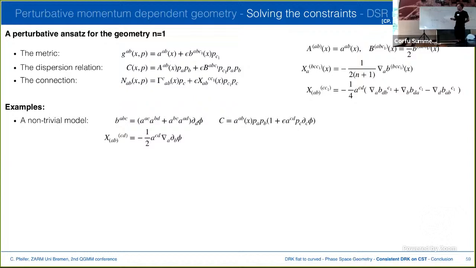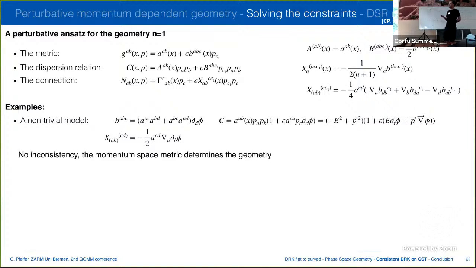And you see that there's no problem with the index symmetry. So this is symmetric in A and B and C and D. And if you want to expand this in a more hands-on form, this dispersion relation would be of this type. So you have the usual Lorentz invariant dispersion relation where I chose the signature convention minus plus plus plus here, and you get a correction which depends on the derivatives of this scalar field. So corrections are really connected here to the scalar field, and there's no inconsistency in the geometry. So we really get a consistent geometry from such a perturbation.